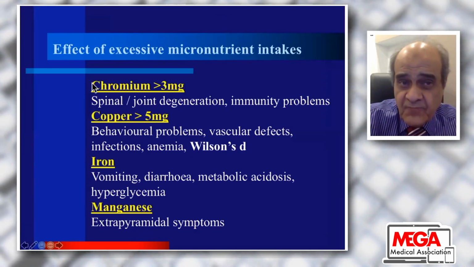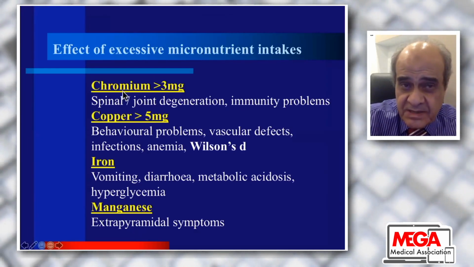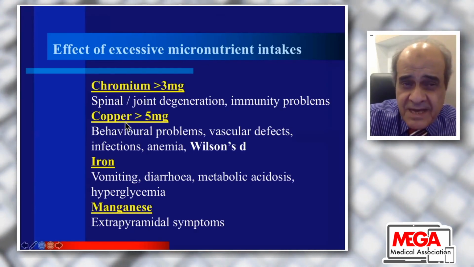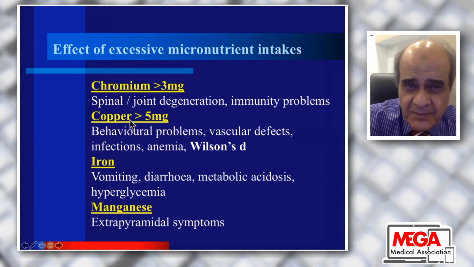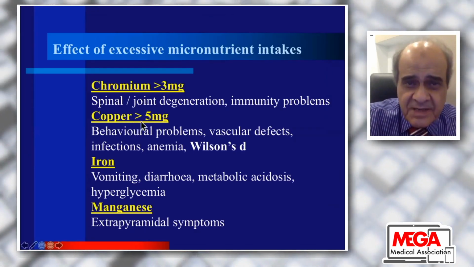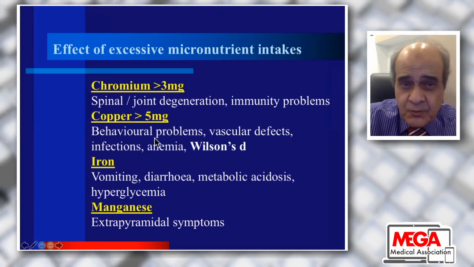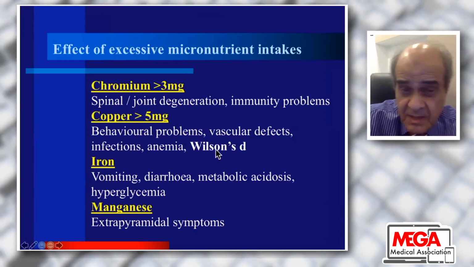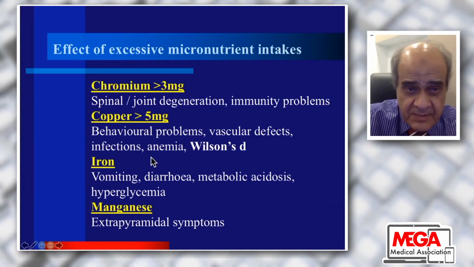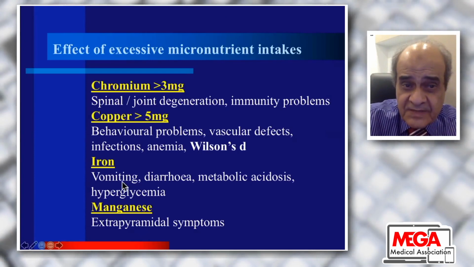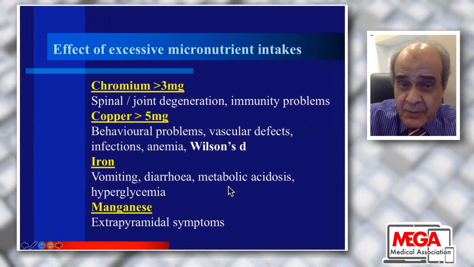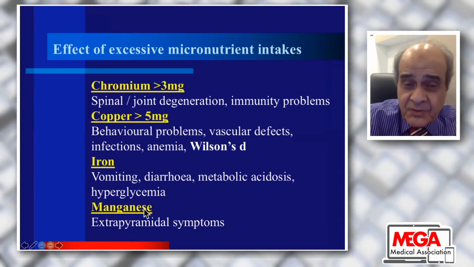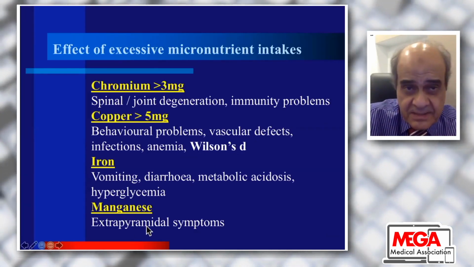Chromium, as we know, is very important in insulin action, and its deficiency leads to insulin resistance. Copper, which is a hematopoietic factor, is very important in blood formation. If it exceeds 5 milligrams, it will lead to behavior problems, vascular defects, infection, anemia, and Wilson disease, as we will describe now. Iron, in excessive doses, will lead to vomiting, diarrhea, metabolic acidosis, and hyperglycemia. Manganese, in toxic doses, may lead to extrapyramidal symptoms.